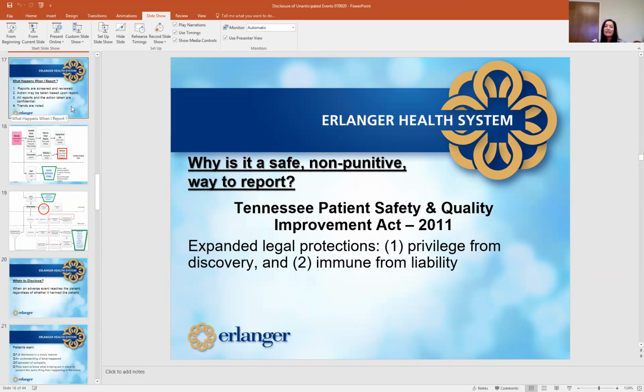And what that did was it provided legal protection so that when you're engaging in a quality improvement activity that meets certain criteria, then that information gathered during that process and any subsequent measures you put in place to risk mitigate, that's not discoverable in a lawsuit.